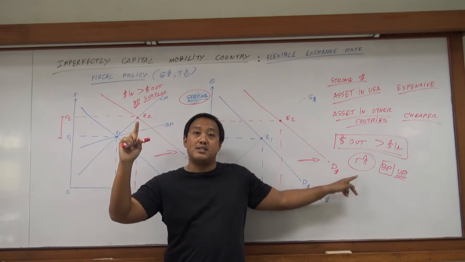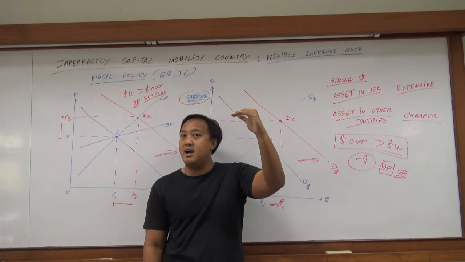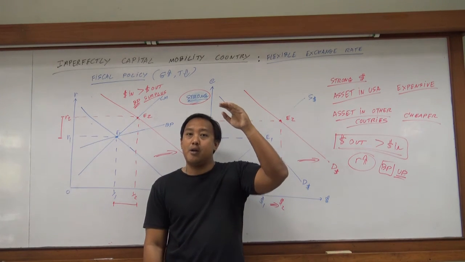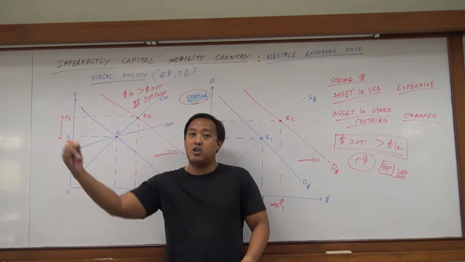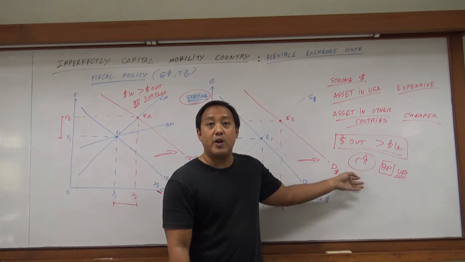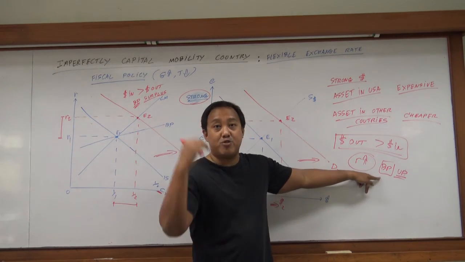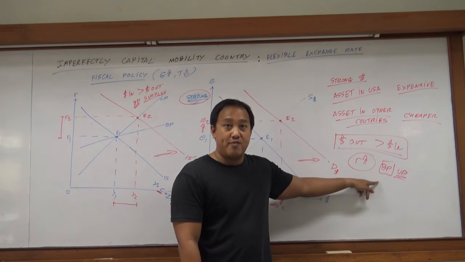We need to increase the real interest rate. When we increase the real interest rate, return in our country is higher. Then the capital or the money that moves out is going to be stopped. The capital will start to move in more, and then we're going to have balance of payments again. By increasing the real interest rate, the BP curve has to shift up.